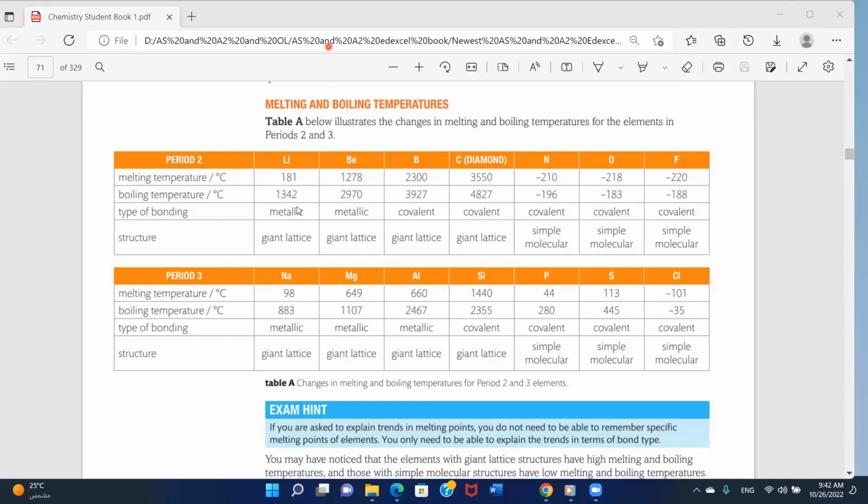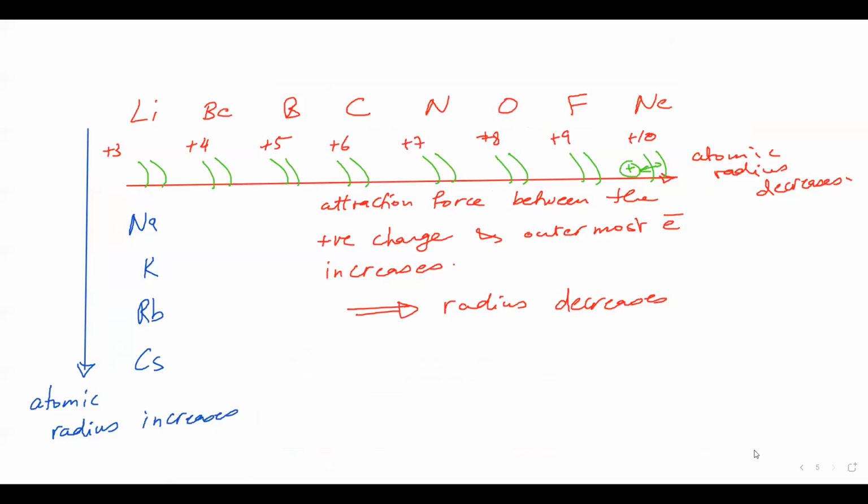Now, we say that both are metals. If we compare lithium with beryllium, both are metals. In the case of lithium, the metallic bond is formed by the removal of an electron from the outermost shell. It is not removed, but the electrons, the outer shells merge together.